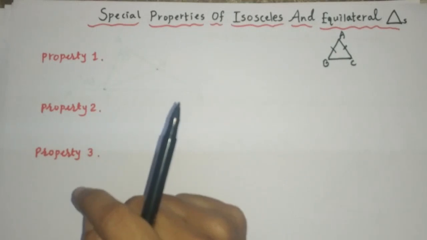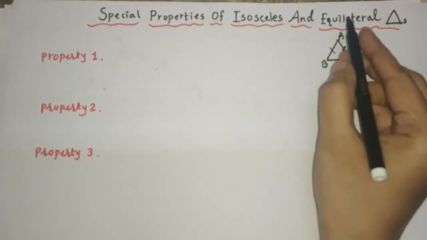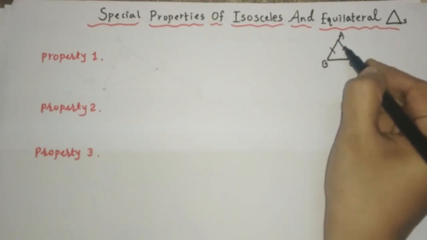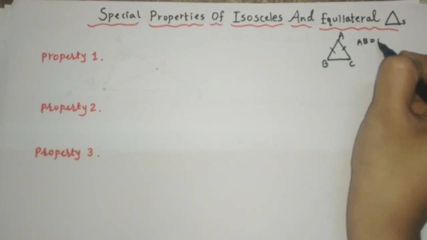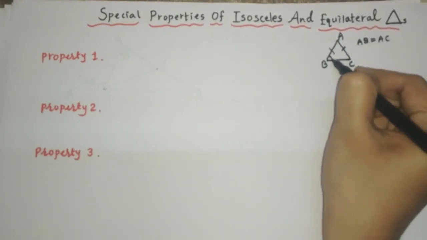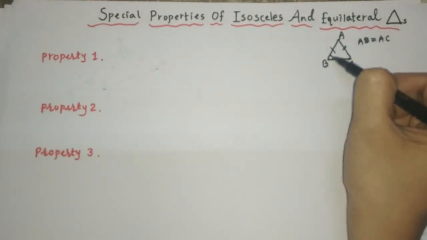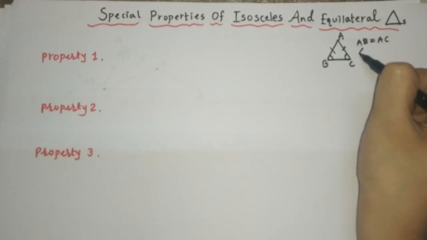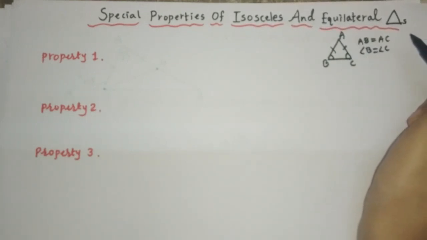Property 1 says that the angles opposite to these equal sides are also equal. AC side and AB side are the equal sides. Side AC's opposite angle is angle B, and side AB's opposite angle is angle C. So angle B and angle C are also going to be equal.